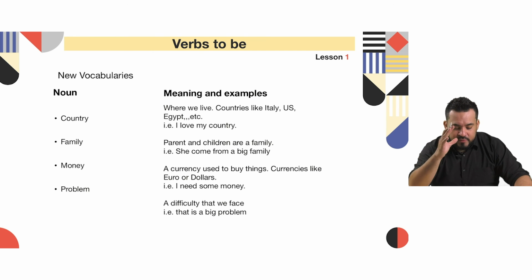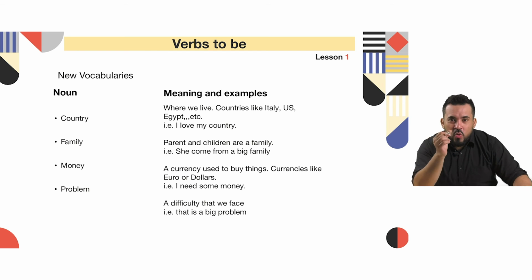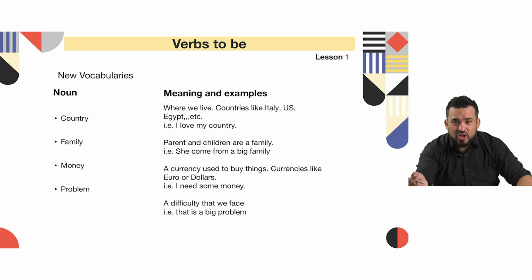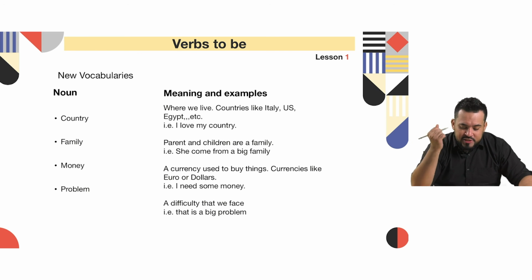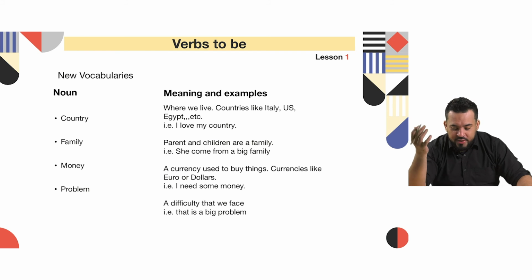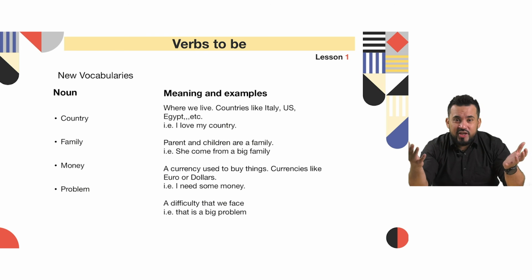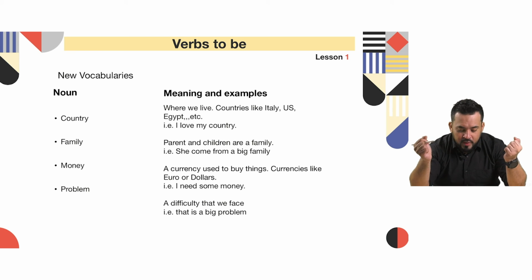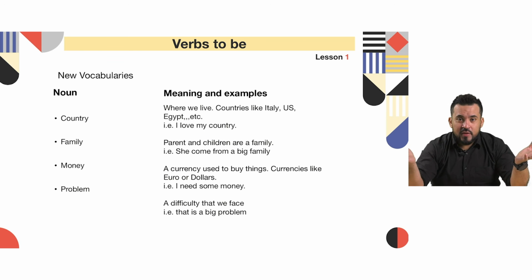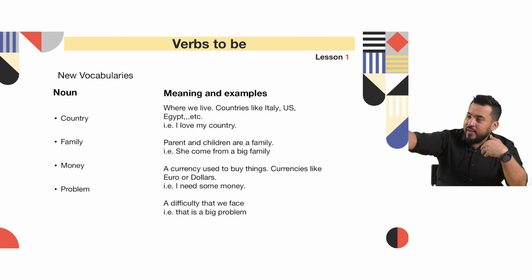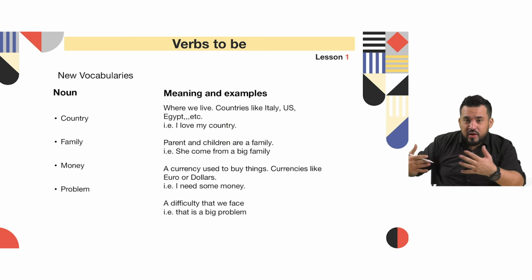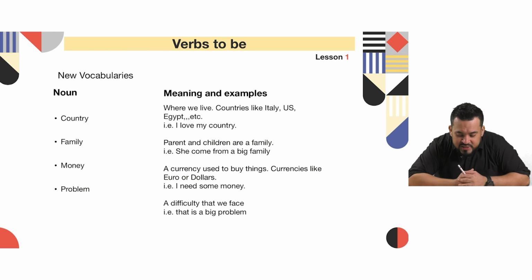Let's take a look at nouns. Some new vocabulary. What is the meaning of a country? A country is basically where you live, where you come from. Okay? Countries are like the USA, Egypt, Italy, Syria. I love my country. He is from my country. That means we come from the same place or from the same country.